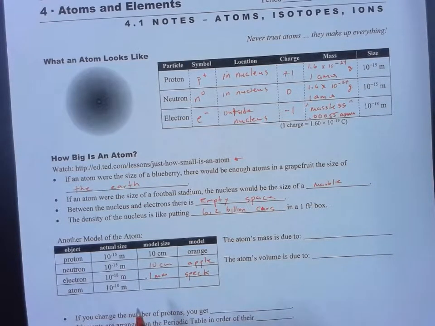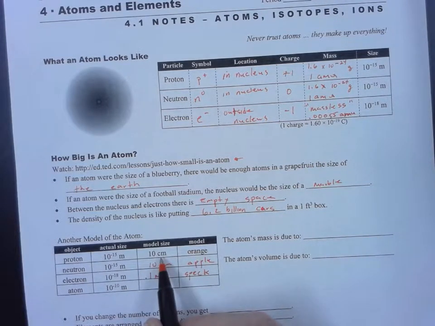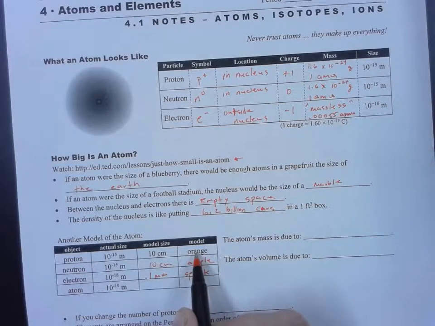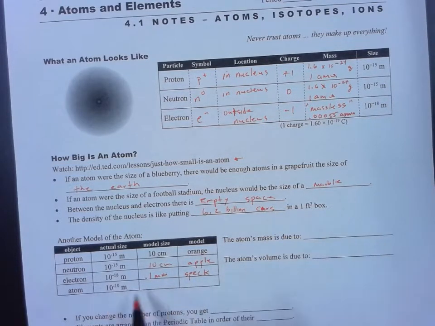And if we were to use this scale to represent these atoms, so in other words, a 10 centimeter proton, a 10 centimeter neutron, how far away would the electron be from this nucleus? Okay, let's say the nucleus was the size of an orange and an apple together. How far away would this speck be from the nucleus? It would be roughly 6 miles away.